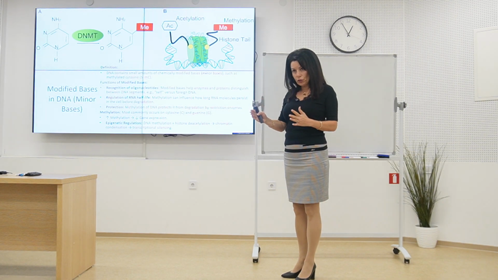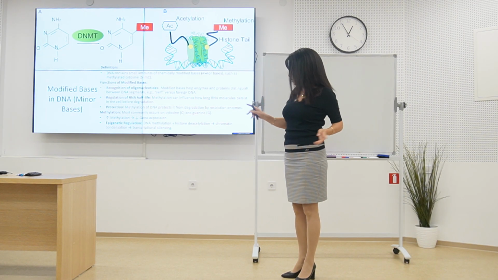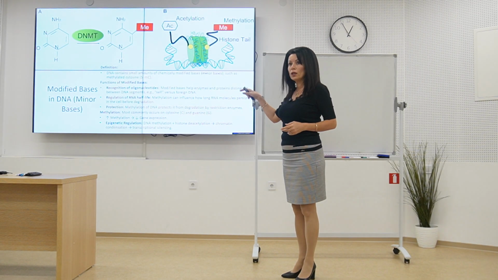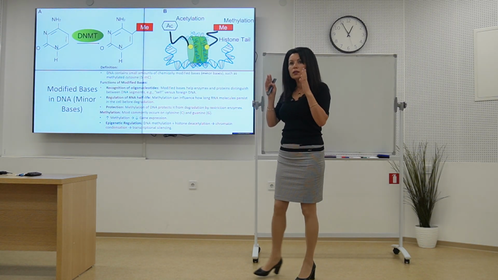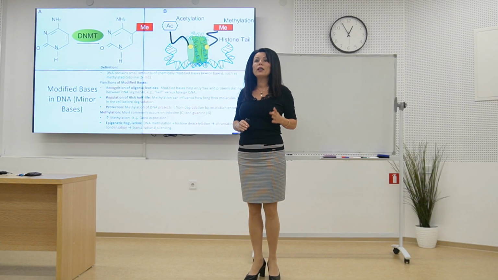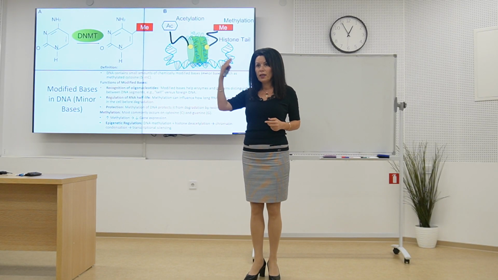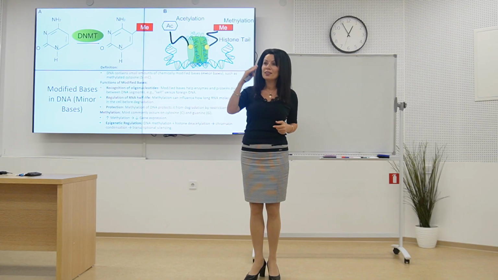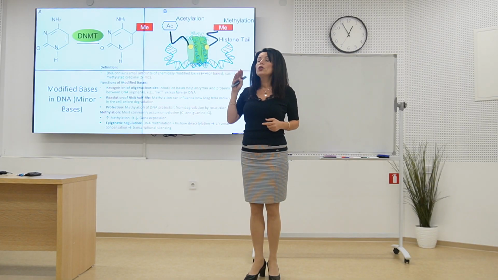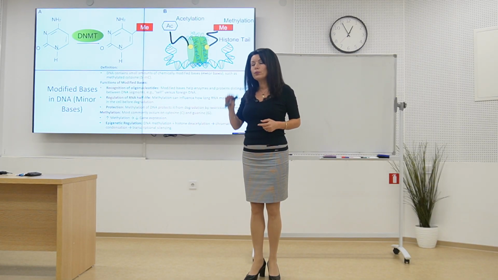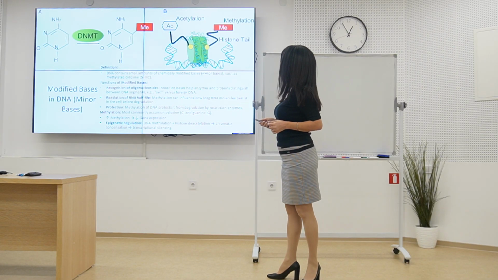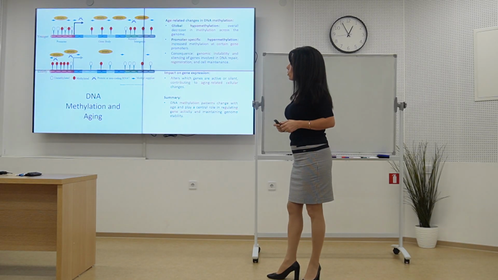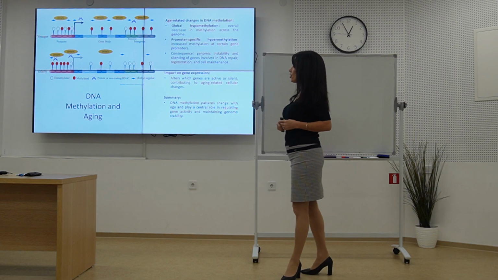DNA methylation and histone deacetylation lead to chromatin condensation and transcriptional silencing, or stop of gene expression. DNA methylation and histone deacetylation lead to stop of gene expression. Condensation of chromatin will be. One more about DNA methylation is the connection with aging.